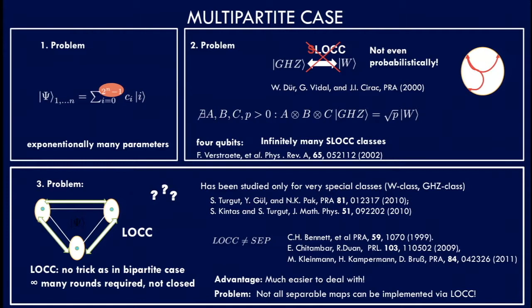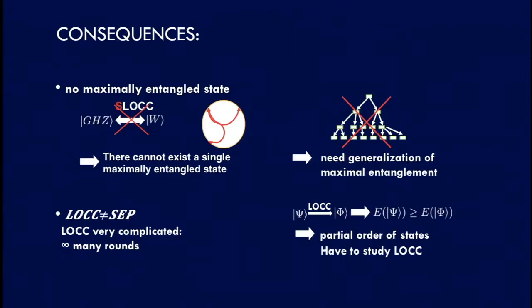Of course, it makes it much more difficult, because if you want to get this partial order, we have to study LOCC. It will not be enough to study SEP. Okay, because to get this partial order, we have to use the fact that entanglement is a resource theory and the free operations are LOCC. Okay, just from the physical point of view.